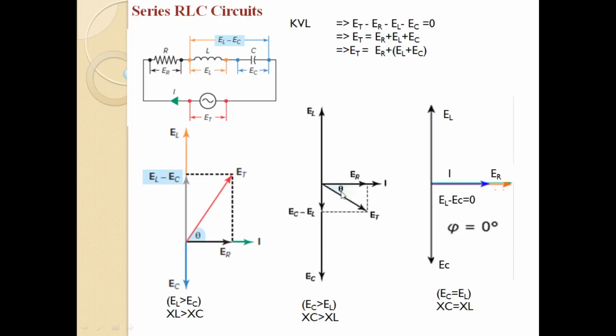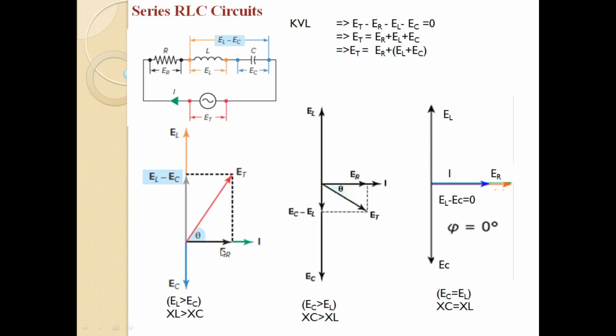Now you can see that the applied voltage will be lagging with respect to the current through the circuit by an angle of theta degrees as shown in the figure. Actually you can see that this is the applied voltage ET, but the current through the circuit is leading by an angle of theta degrees in this case.